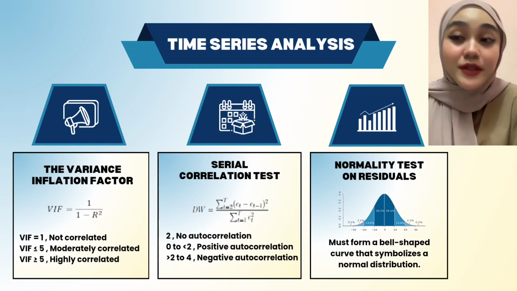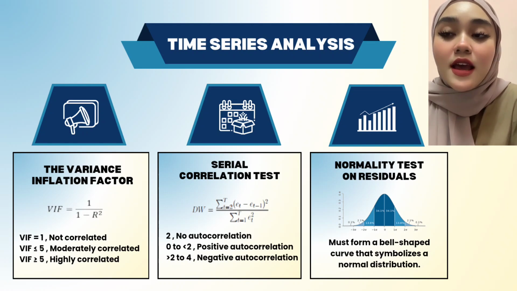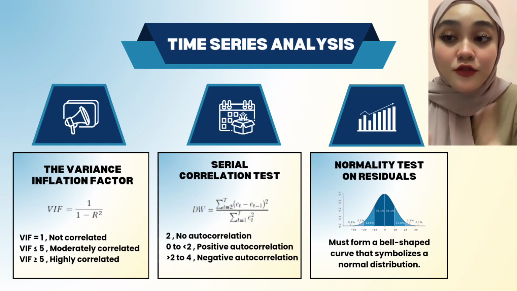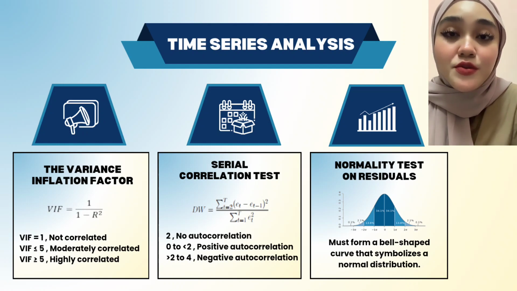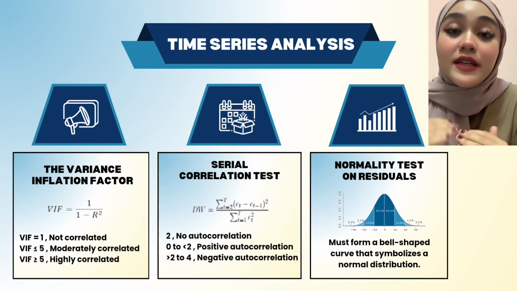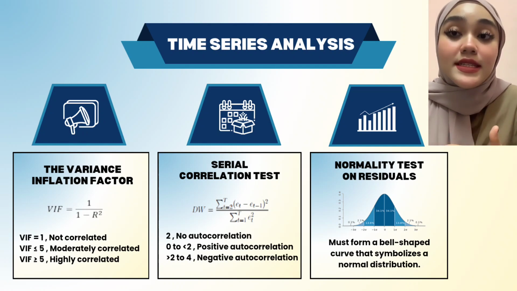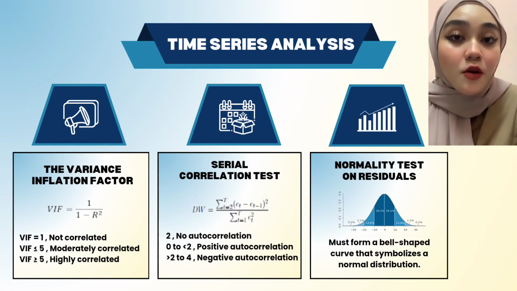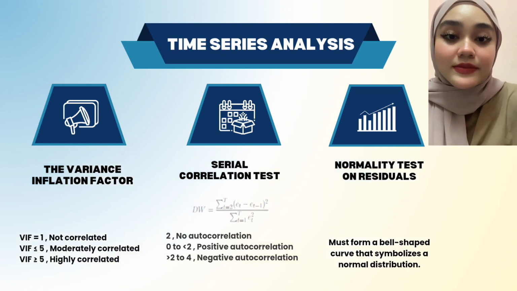Next, we have the serial correlation test. This is the formula for the serial correlation test. So this is the result. If 2, it's no autocorrelation, and if 0 to less than 2, it will be the positive autocorrelation. And lastly, if it's more than 2 to 4, it will become a negative correlation. And then lastly, we have the normality test on residuals. It must form a bell-shaped curve that symbolizes a normal distribution.